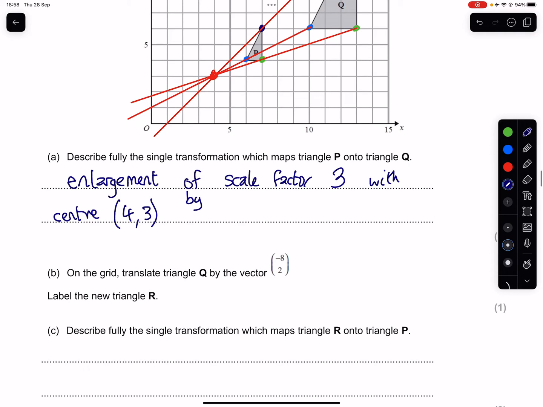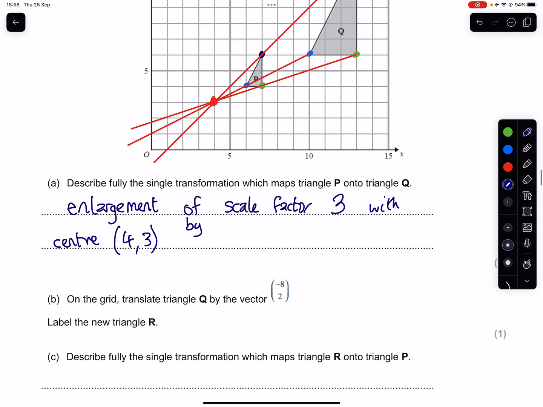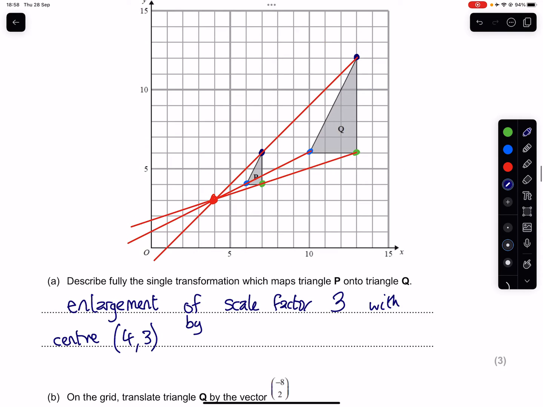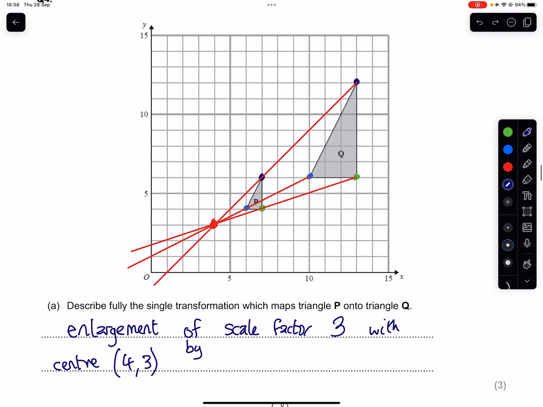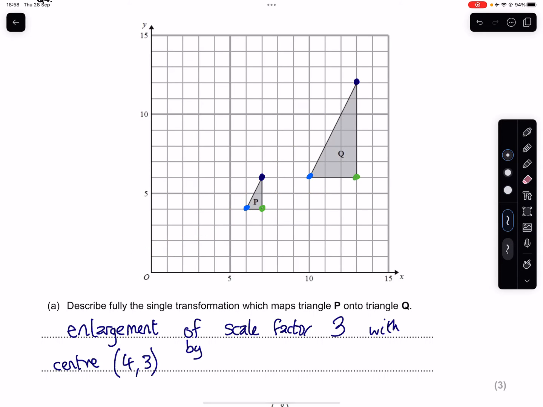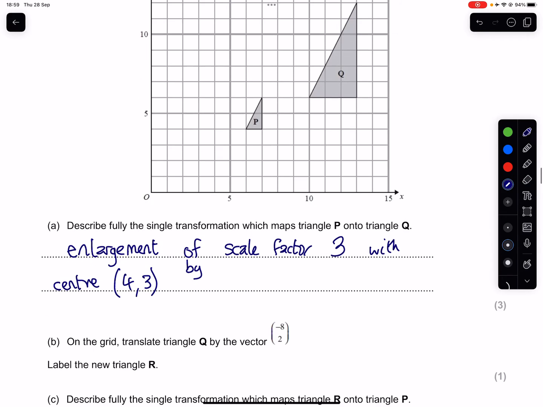Part B. On the grid, translate the triangle Q, so that's this one here, by the vector -8, 2. So what I'm going to do is I'm just going to erase everything that we did in part A, just so we've got a nice fresh page here. Translation means that we are effectively moving shape Q, and we're moving it by 8 to the left and 2 up. So the negative on the top tells us we're going left. So we're going to go left 8 and we're going to go up 2.